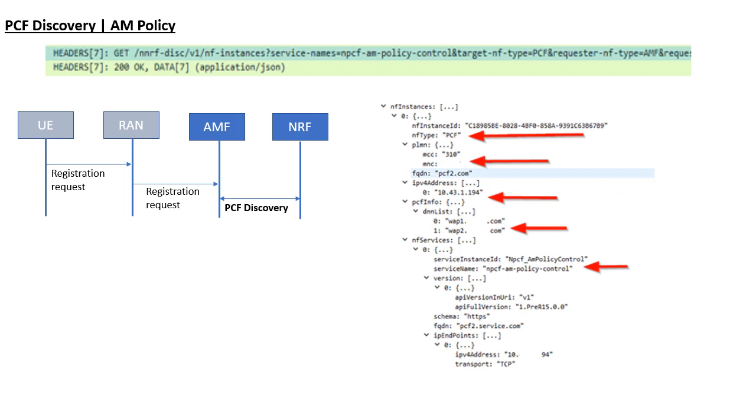If you see in this example, the NRF replies with the PCF NF profiles. You can see the NF type as PCF, the PLMN it supports, the FQDN, the IP address of the PCF, the instance ID, and the service name it supports. So these are the NF profiles of the PCF supporting this particular service, which is the AM policy control service, based on the information available in the NRF database.